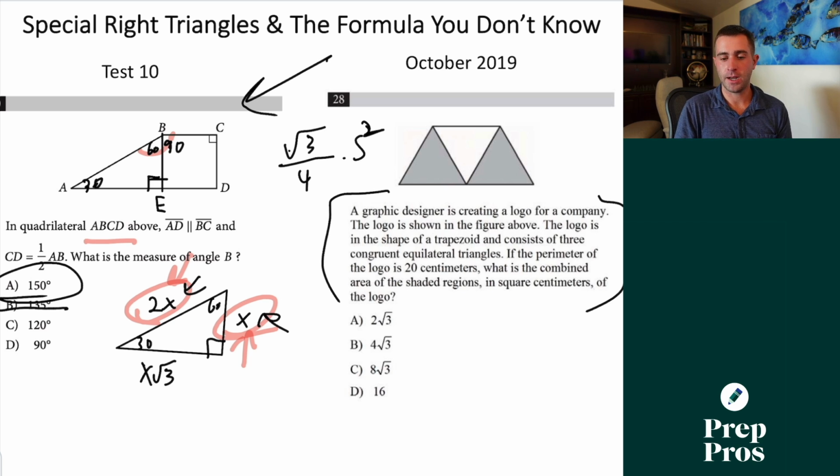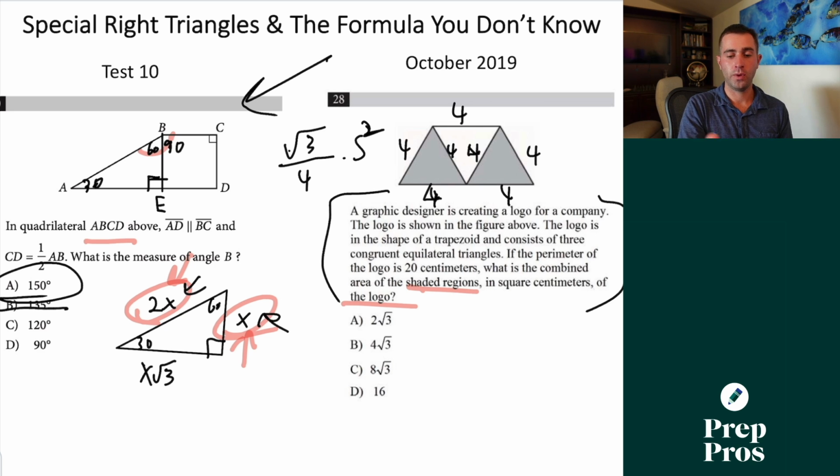So a graphic designer is creating a logo for a company. The logo is shown in the figure above. The logo is in the shape of a trapezoid and consists of 3 congruent equilateral triangles. If the perimeter of the logo is 20 centimeters, what is the combined area of the shaded regions of the logo? Well, if the perimeter, and they're all equilateral triangles, is made up of 20, we have 5 pieces here. So that means that each of them is going to be equivalent to 20 divided by 5. And well, now what we can see is we have equilateral triangles with side lengths of 4.